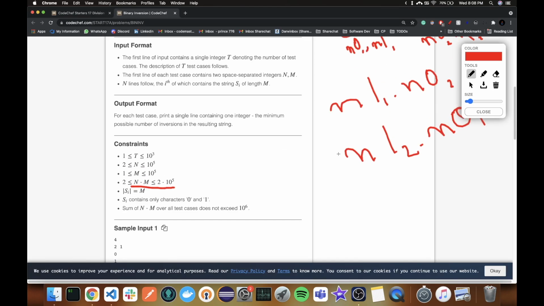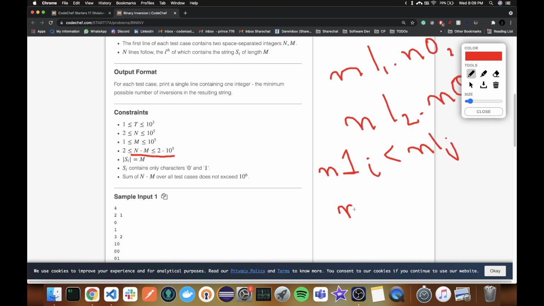Now, what I'm thinking is to sort such that first of all, we want n1 i to be less than n1 j. Otherwise, if they're equal, then I want n0 i to be less than n0 j. No, the opposite of this. So how can I do this? I mean, will this work?